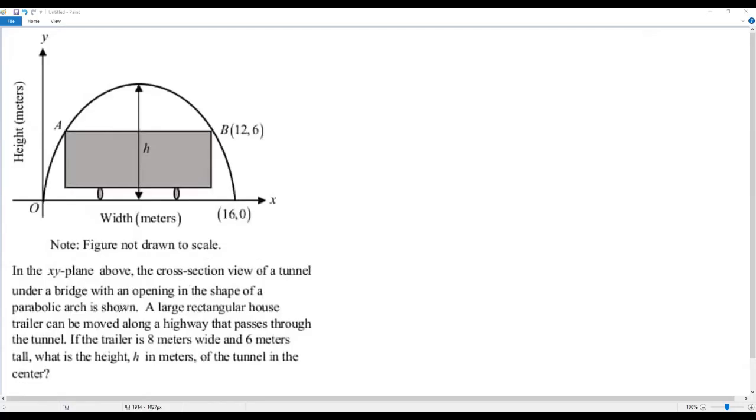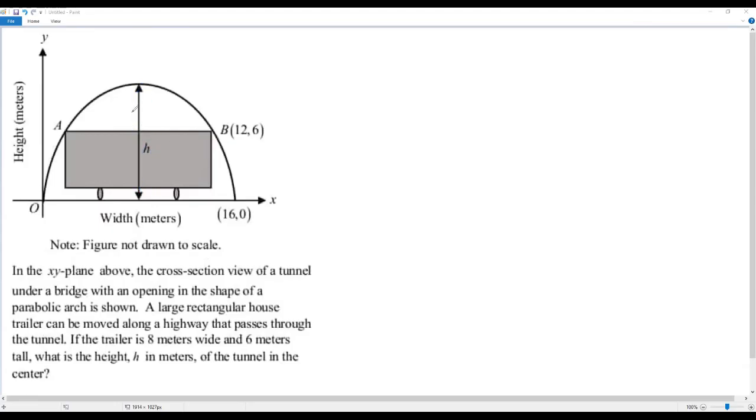A large rectangular house trailer can be moved along a highway that passes through the tunnel. If the trailer is 8 meters wide and 6 meters tall, what is the height h in meters of the tunnel in the center? Okay, here in the given figure, we have to find the length of this vertical line segment over here. That is given by h.